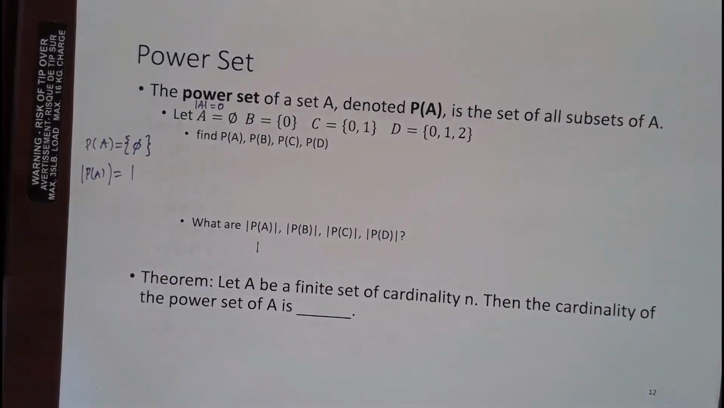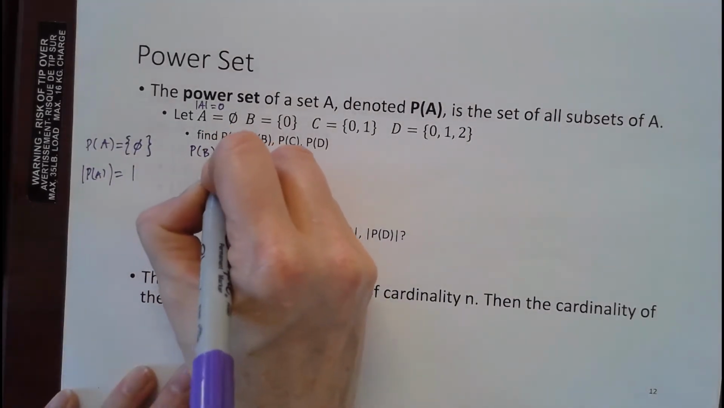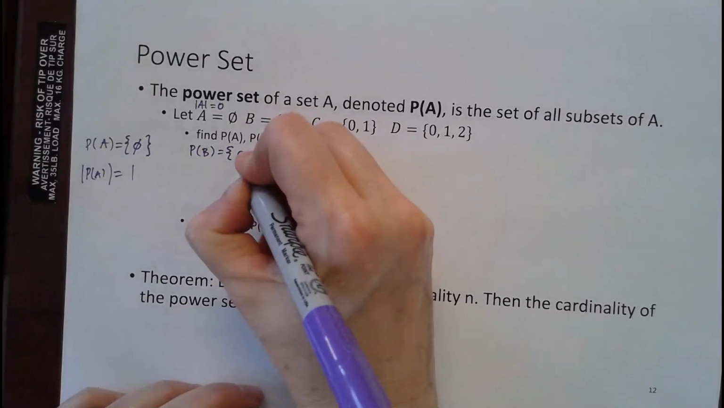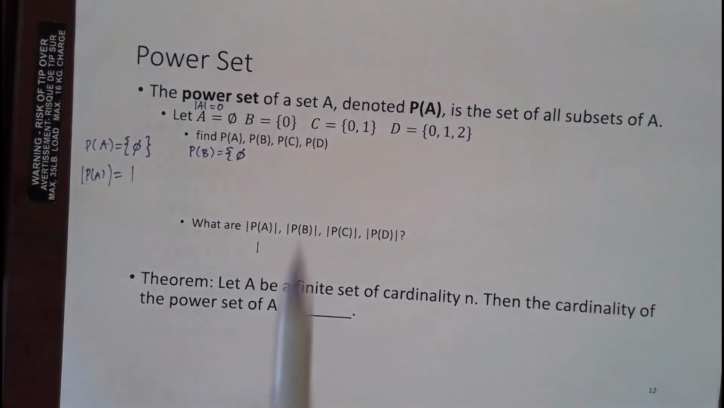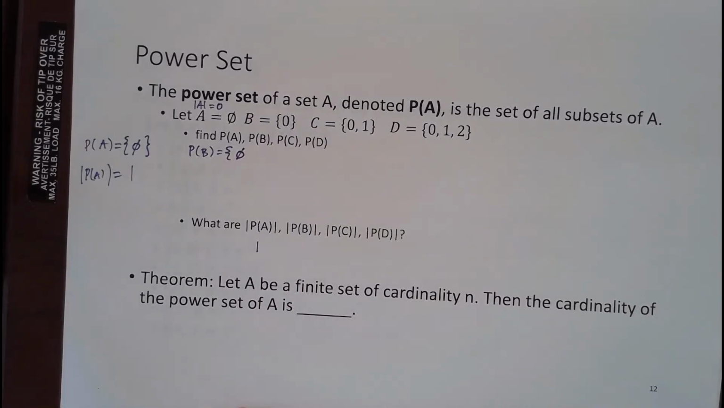Okay. Let's find the power set of B. That's going to be a set of all the possible subsets. Well, we know that the empty set is a subset of everything. That's the only set of size 0. So there's a subset of size 0 that is a subset of B. But there also could be a set of size 1 that has one thing in it.